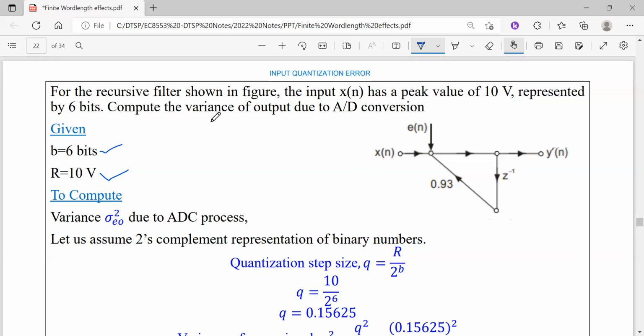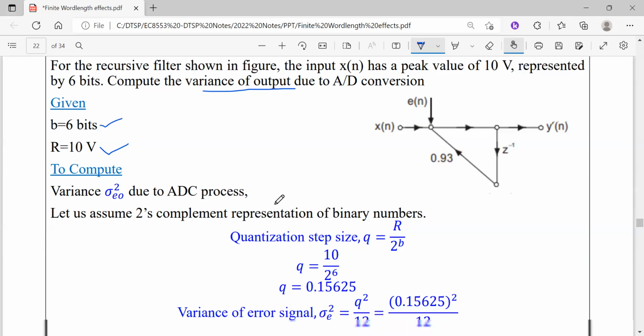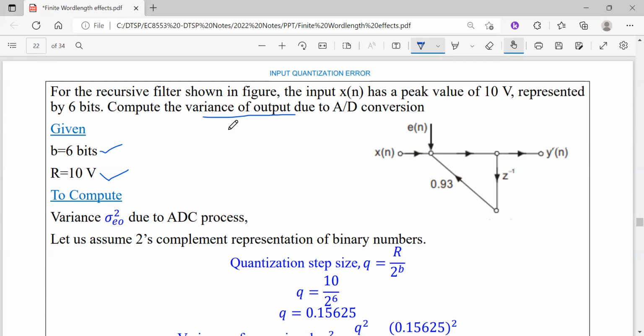Now we have to compute the variance of the output, that is, the steady state output noise power due to this analog to digital conversion. This steady state output noise power is represented as sigma E naught square. Whenever we want to calculate the variance of noise at the output, first we have to calculate the variance of noise at the input. That is, the input steady state noise power has to be calculated.